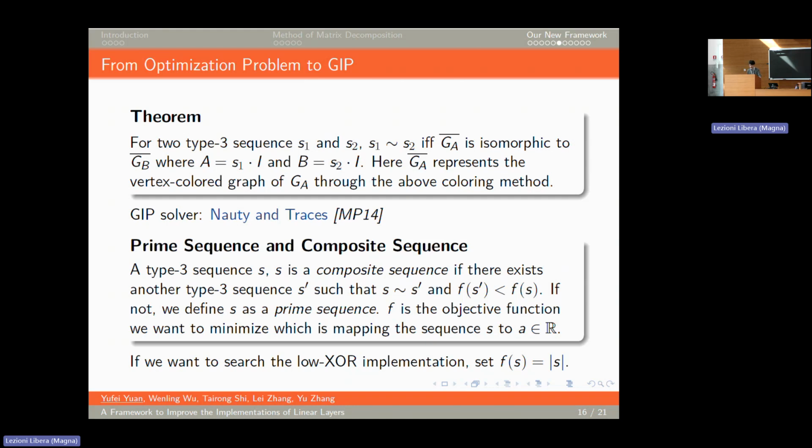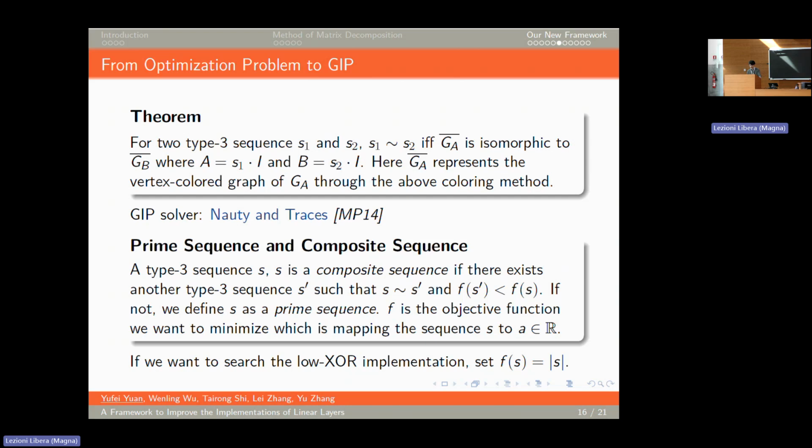Here, the most interesting point is that we transfer the equivalence relationship to GIP. The benefit is that we can use a GIP solver to reduce the XOR count. And here the GIP solver we use is nauty and traces.